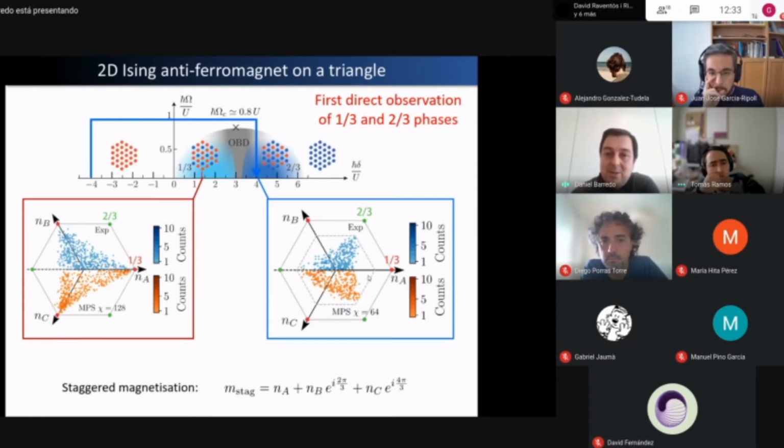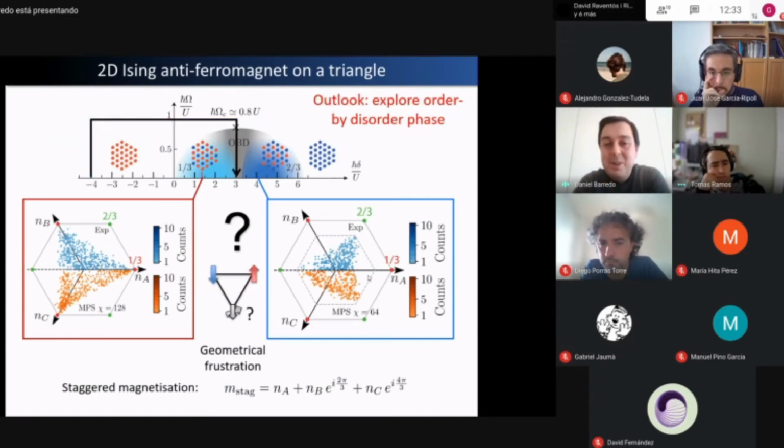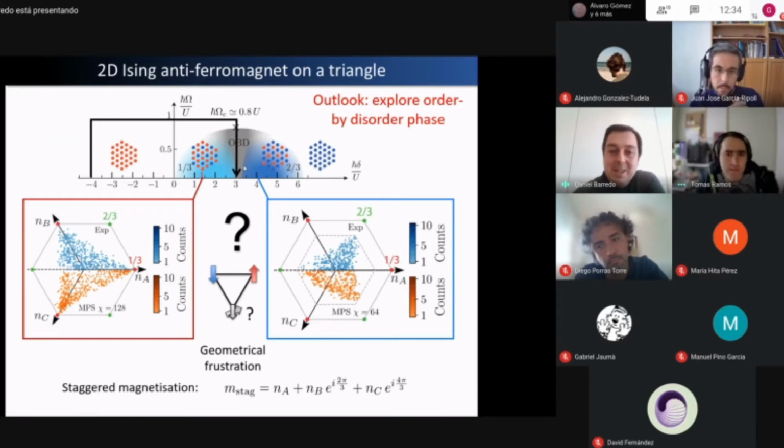Okay, so of course now the interesting part that we are willing to explore is what happens at 1/2 filling, because there is where you are expecting to have a geometrical frustration that plays a role in the system, and we would like to see what happens there, what the theorists call the order by disorder phase. But for the moment, I cannot show you any results on that. We need to improve the experiments a little bit to be able to see that, but we are working on that.